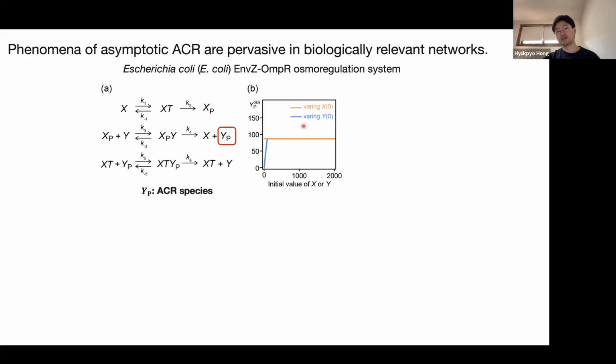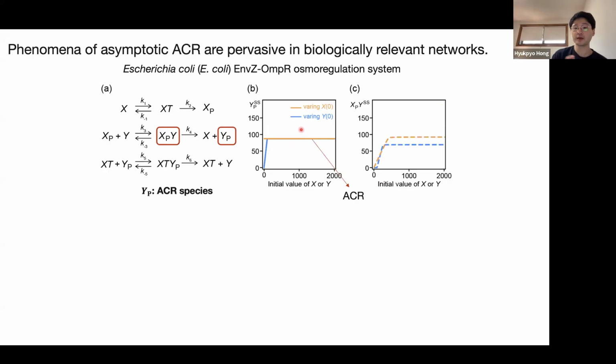So, and you can see this perfect horizontal line whenever we have enough number of X and Y at a certain point. So this is why the Y sub P species is an ACR species. But if we shift our focus onto different species like XPY, this is not an ACR species. This does not satisfy the condition, and actually it does not show the perfect, conventional ACR.